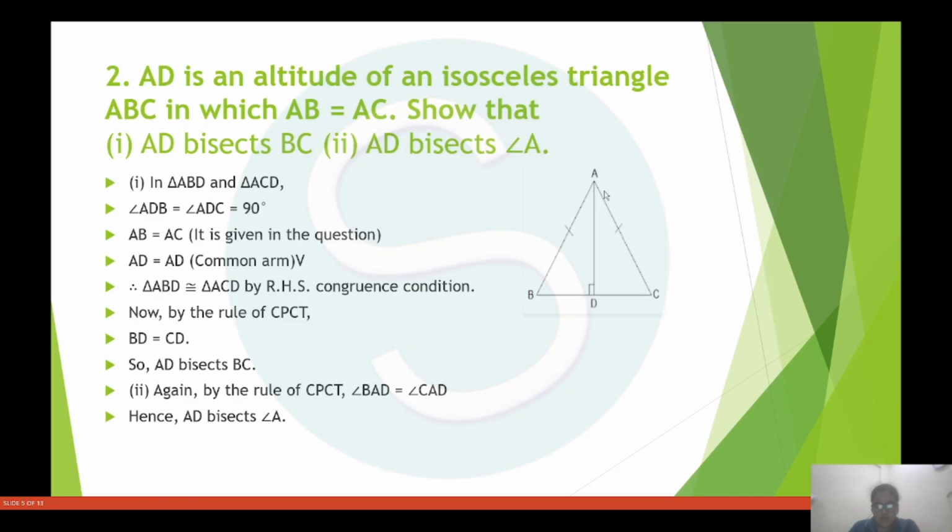So by that, is right angle, hypotenuse and side, we can prove that this is a congruent triangle. So triangle ABD is congruent to triangle ACD. So by CPCT we can say कि BD equals to CD. And again हमें ये प्रूव करना BAD angle is equal to DAC. We can also prove this by CPCT. Hence AD bisects BC as well and AD bisects A.